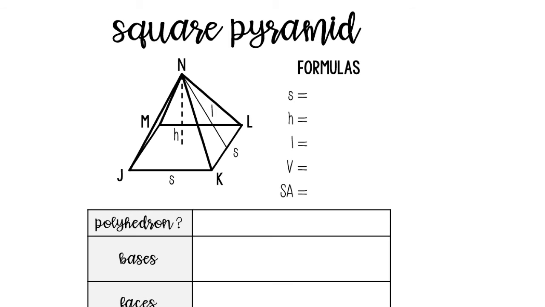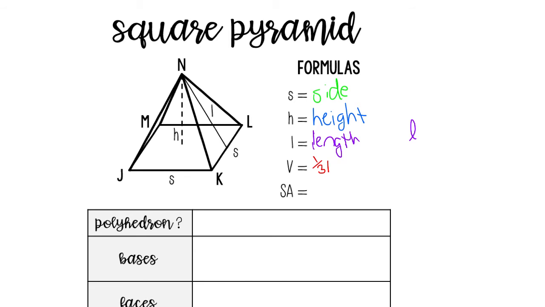Some formulas we need to know. S, again, in this case, is side. H, you could have guessed, is height. I want you to note here about height. Height is the distance from the bottom of the pyramid to the very tippy-toppy. L, again, is length. I make my L's a cursive L so we don't confuse them with the number 1.